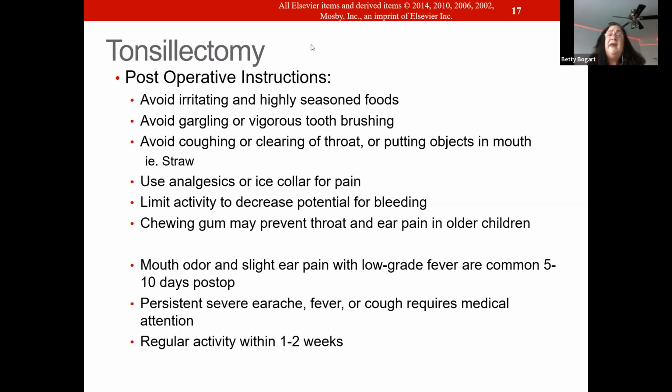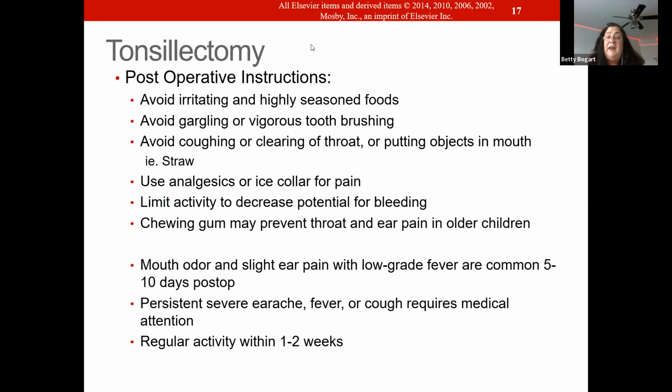Also, these kids shouldn't be up and running around and jumping and going to the playground, at least for 1 week after surgery. The kid that hemorrhaged on me was 7 days post-op, had just come from the doctor's office. So yeah, it can happen that late.